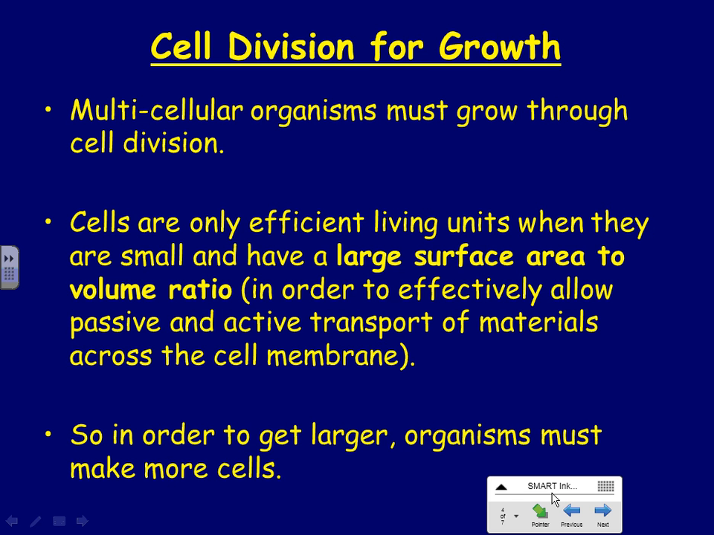The second bullet there: cells are only efficient living units when they are small and have a large surface area to volume ratio. And that's one of the things that we're asking you to calculate in our lab that failed miserably because all the cells turned into goop. But you still have some fake numbers to work with, 2, 1, and 0.5. And you will find that when you do that ratio of surface area to volume, and you divide it out, you will have a largest value for the smallest cell.